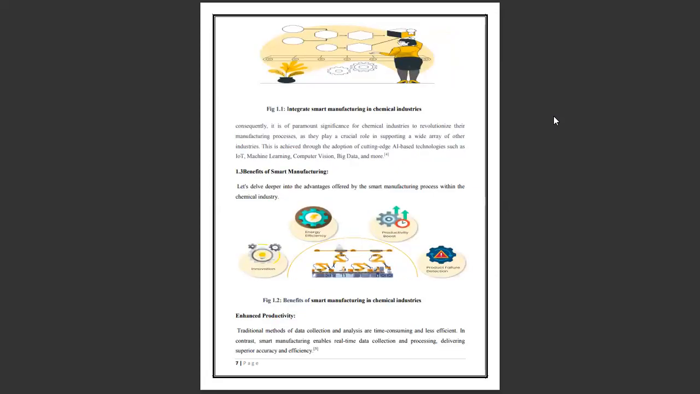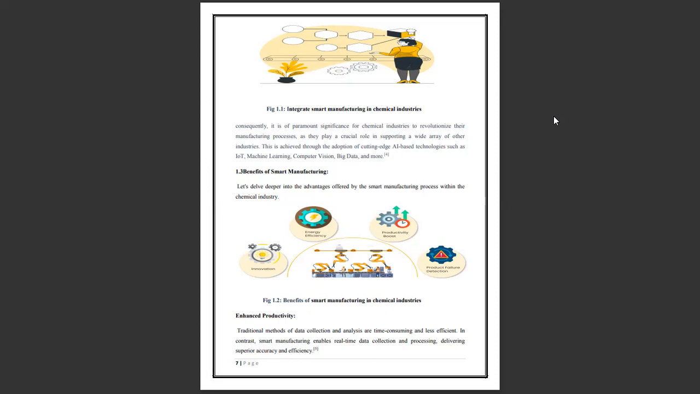Now, this figure shows integrating smart manufacturing in chemical industries. Consequently, it is of paramount significance for chemical industries to revolutionize their manufacturing processes, as they play a crucial role in supporting a wide array of other industries. This is achieved through the adoption of cutting-edge AI-based technologies such as IoT, machine learning, computer vision, big data, and many more. Third point is benefits of smart manufacturing.